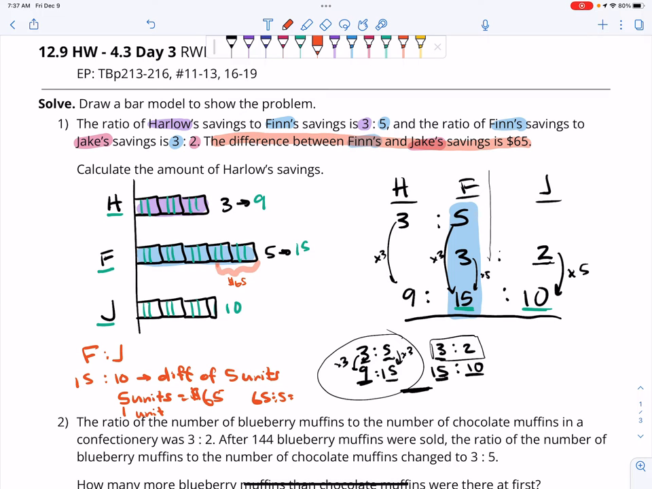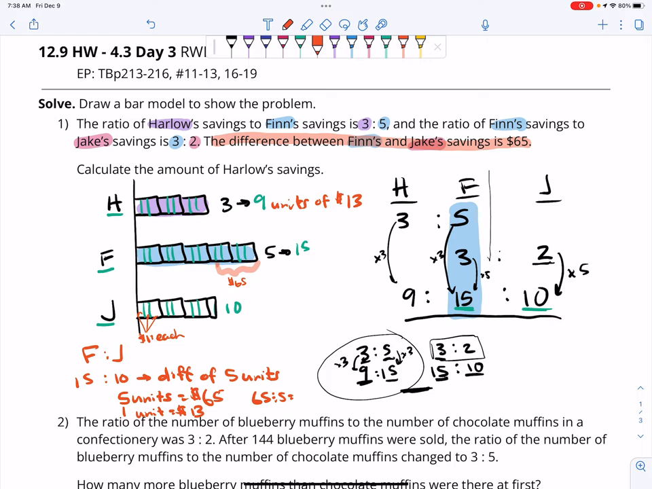So 65 divided by 5 is like a 50 and a 15. 50 divided by 5 is 10. 15 divided by 5 is 3. So 1 unit must equal $13. So we've now figured out that every single one of these tiny little boxes, every single one on that whole chart is $13 each. And Harlow, up here, she has 9 units of $13. Apologies, that's supposed to be a 13. Harlow has 9 units of $13.